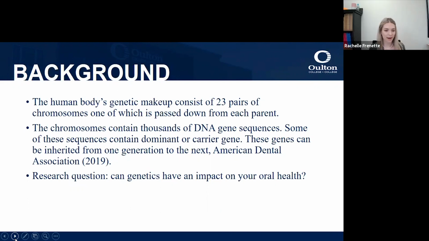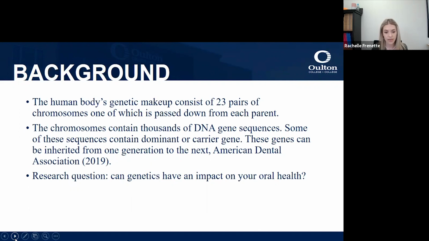Okay, so for background, the human body's genetic makeup consists of 23 pairs of chromosomes, one of which is passed down from each parent, as we know. So when we have patients that say, oh, my mom has soft teeth or my dad has soft teeth, that's something we need to take into consideration and kind of connect those dots.